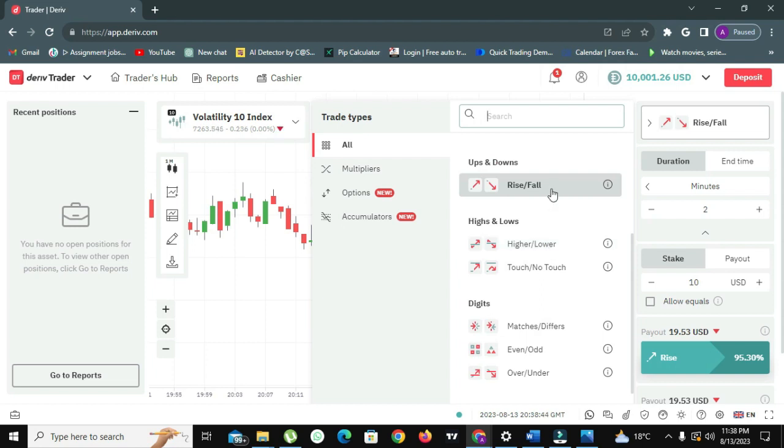Instead of doing rise and fall, it's better to do high and low. But these are set at a particular time. It's not like in forex, whereby there's no set trade type, or this asset does not end at a particular time. This one ends at a particular time.